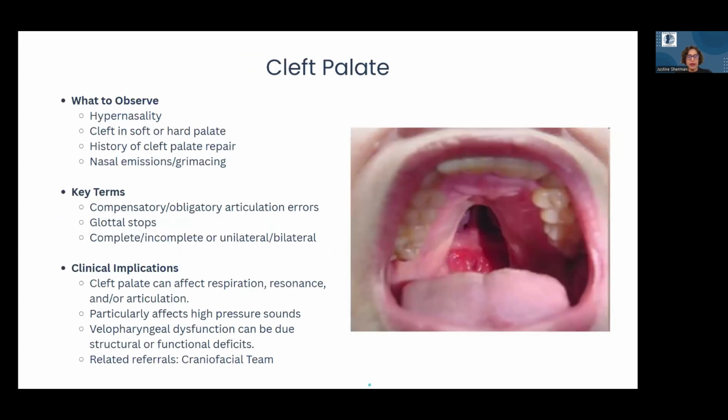Okay. We have cleft palate. I'm not going to go into cleft palate specifically here because I think that is a whole other CEU on its own. But again, you should always be looking for a cleft palate.